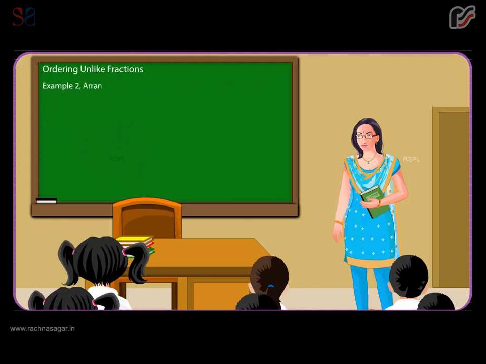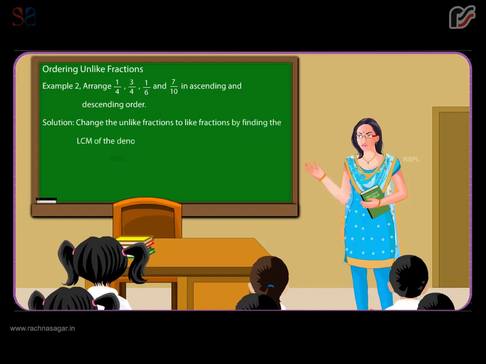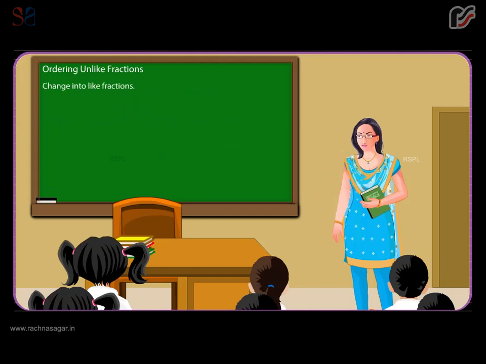Example 2. Arrange 1/4, 3/4, 1/6, and 7/10 in ascending and descending order. Change the unlike fractions to like fractions by finding the LCM of the denominators, which are 4, 4, 6, and 10. LCM of 4, 6, and 10 is equal to 2 into 2 into 3 into 5, which is equal to 60. Change into like fractions.